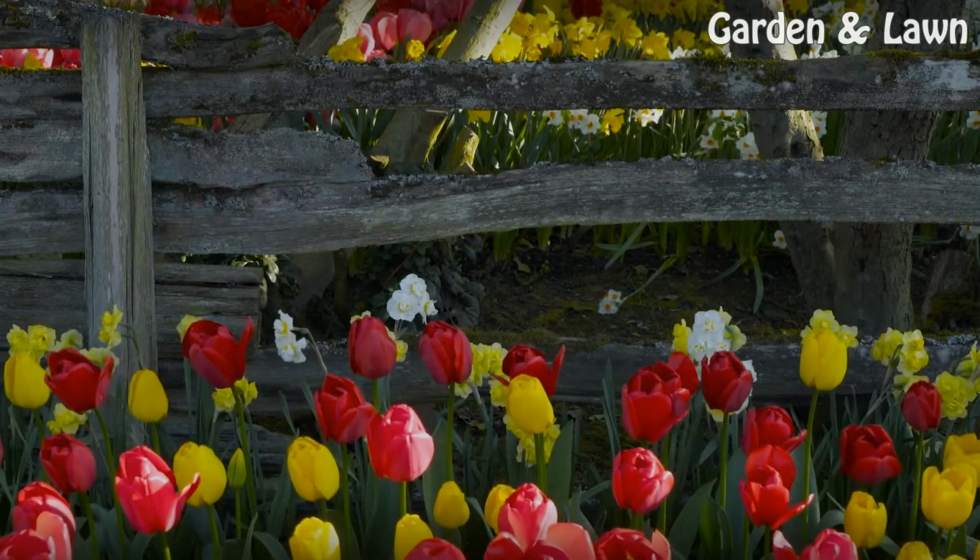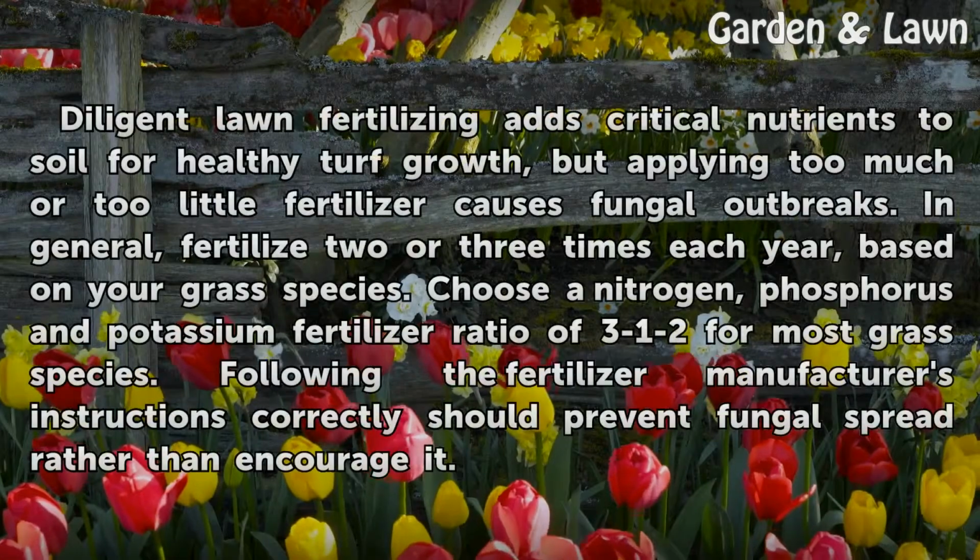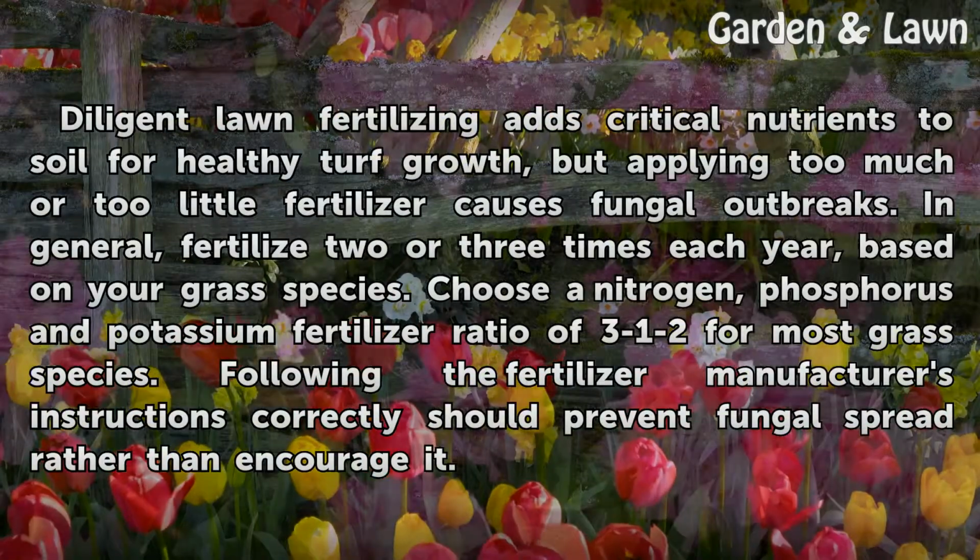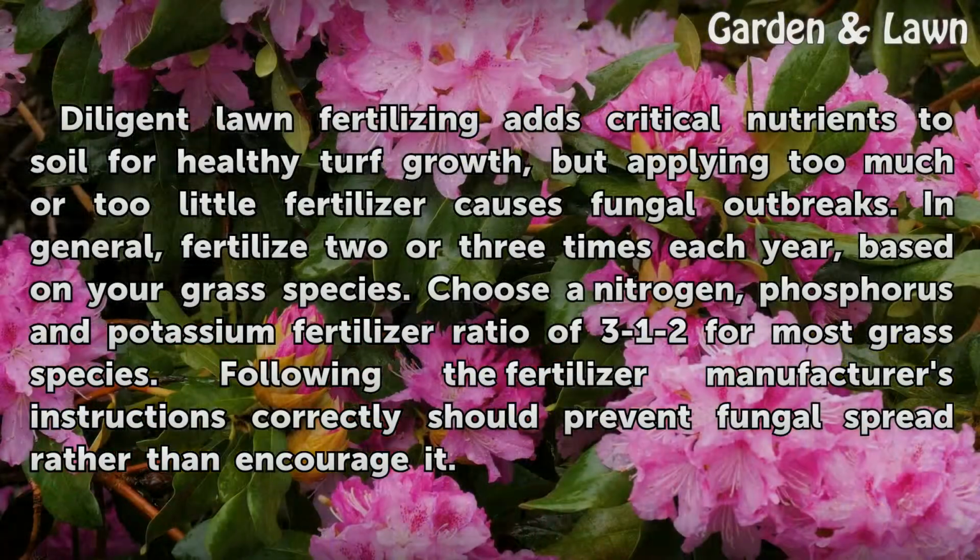Fertilizer. Diligent lawn fertilizing adds critical nutrients to soil for healthy turf growth, but applying too much or too little fertilizer causes fungal outbreaks. In general, fertilize 2 or 3 times each year, based on your grass species. Choose a nitrogen, phosphorus and potassium fertilizer ratio of 3:1:2 for most grass species. Following the fertilizer manufacturer's instructions correctly should prevent fungal spread rather than encourage it.